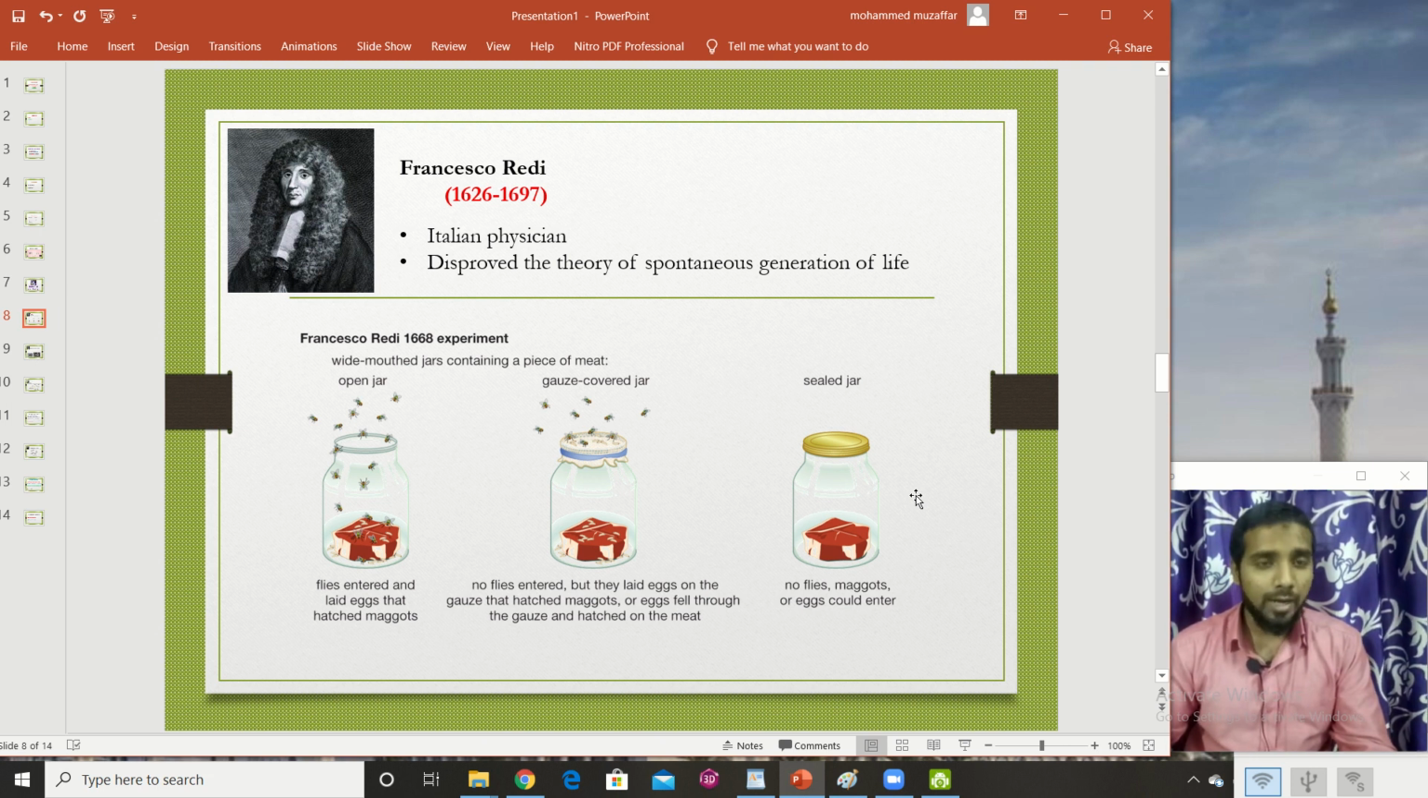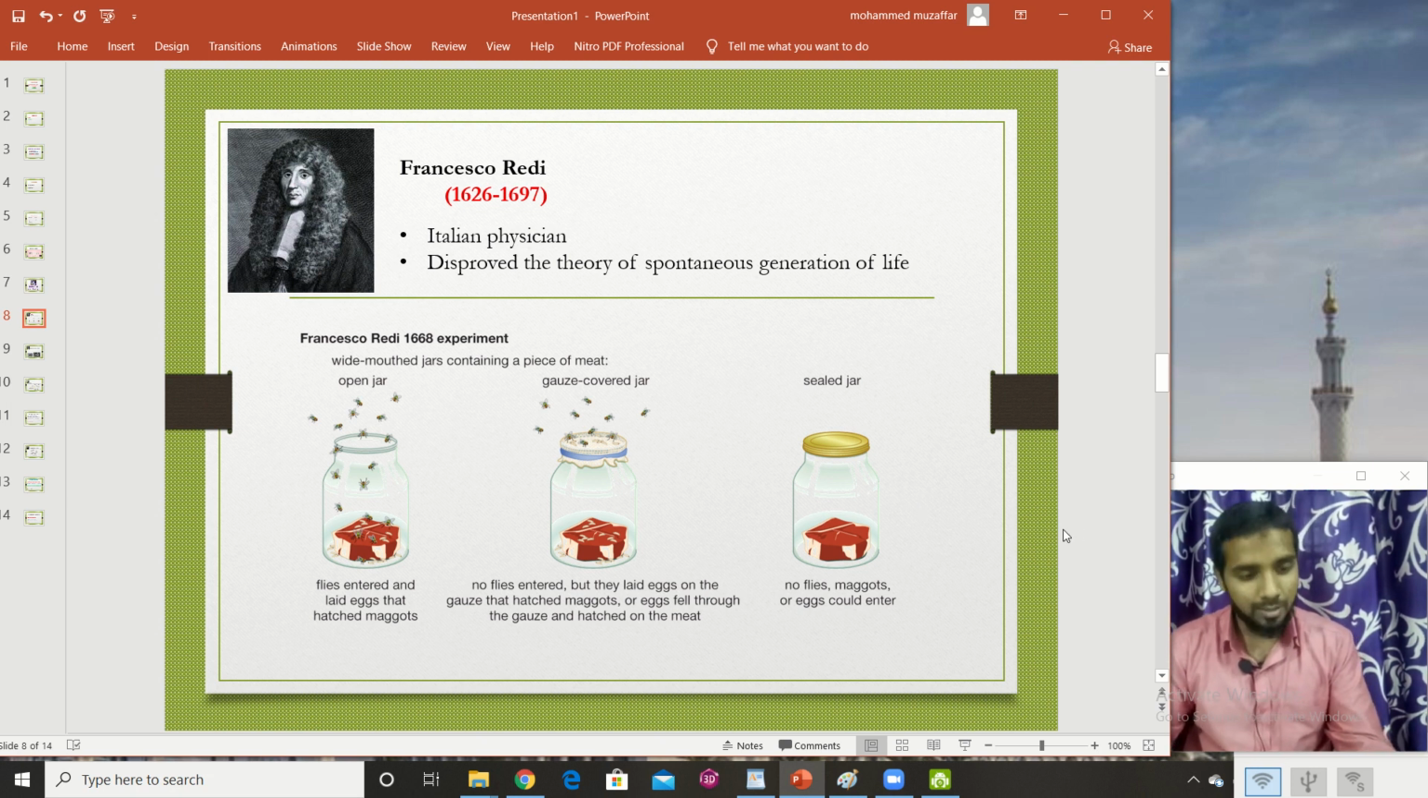He also proved that the growth of microorganisms, that means the growth of new life, the biogenesis, isn't it? The growth of new life is not by itself, but it is because of some source. And what was its source? It was either the flies or the air which was carrying eggs of flies. So it was his great contribution in microbiology.